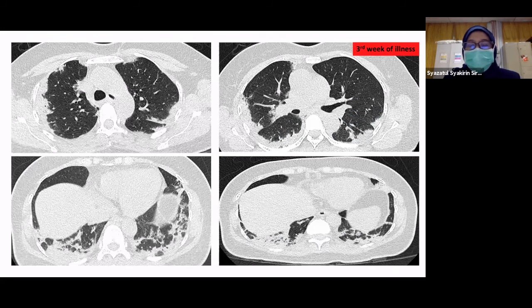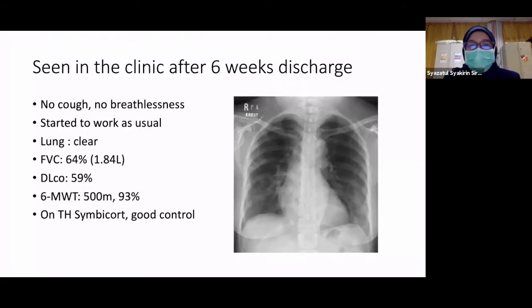This organizing pneumonia just settled with the IV hydrocortisone. You don't have to actually give metipred or even Dexa. So she was discharged with prednisolone about 20 milligrams, tapered every 3 days. And this is what she reported after 6 weeks of discharge. No more cough, no breathlessness. She still used Symbicort, good control.